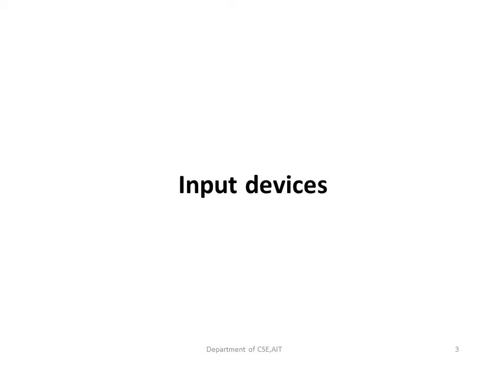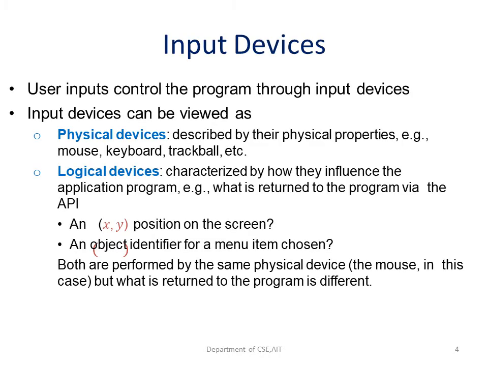So first we will see the different types of input devices. An input device is a device through which we give some value so that we can control the program. An input device can be viewed as having two particular properties. It can act as a physical device or it can act as a logical device. Physical device means we are talking about the physical properties, its presence.